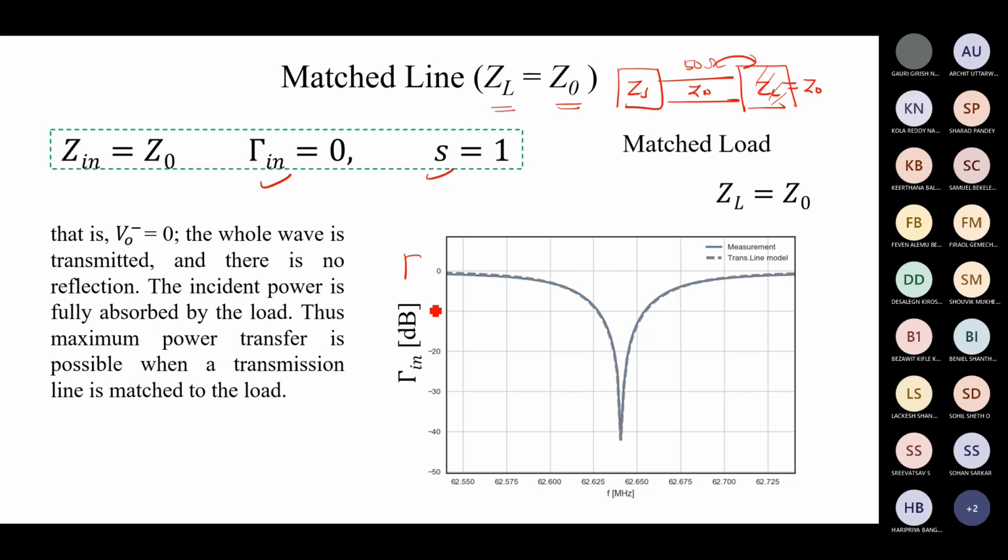I will tell the reason why it is so. But you see that 0 dB is equal to 1, and this value goes to a very low value of approximately 10 power minus 4. So this value is approximately equal to 0, a very low value while comparing with 1, which says that the reflection coefficient is 0.